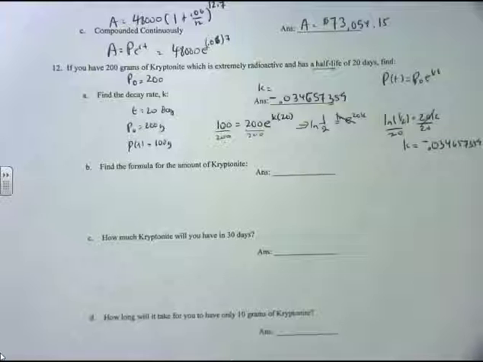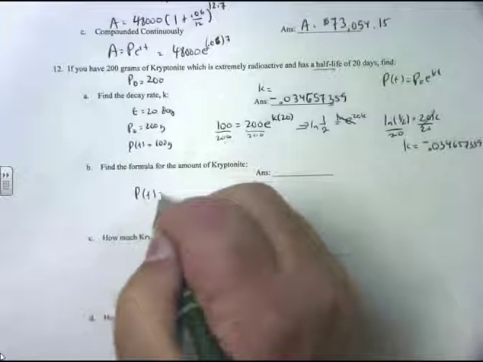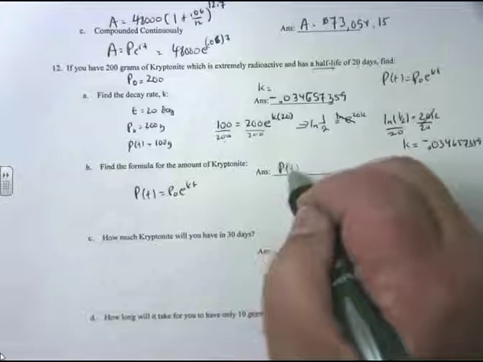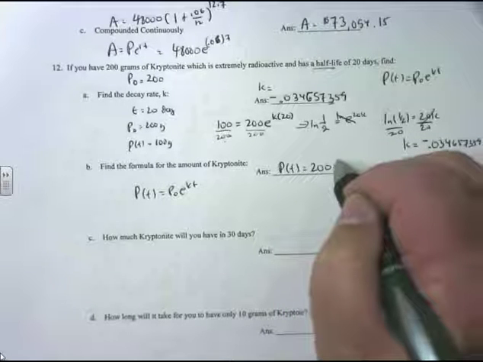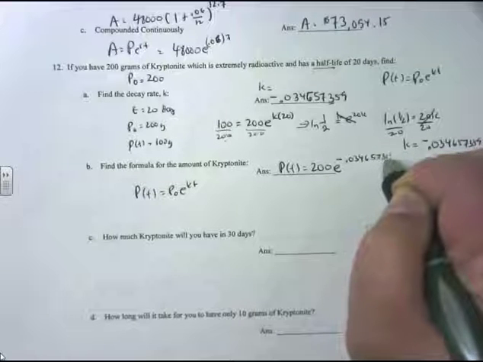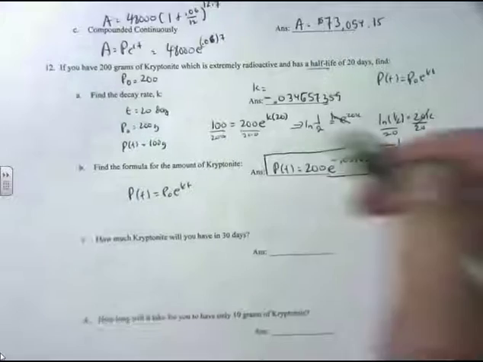So now we're supposed to find the formula for the amount of kryptonite, which is the classic formula P of T equals P naught e to the KT. So that's just P of T equals, the P naught was 200, e to the negative 0.034657359 T. And so that's just the modeling equation.